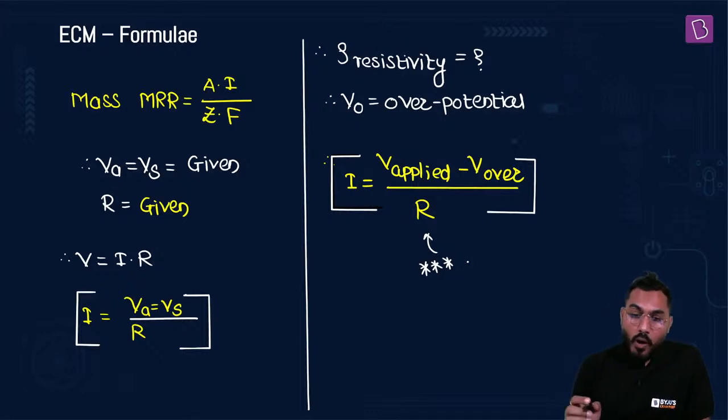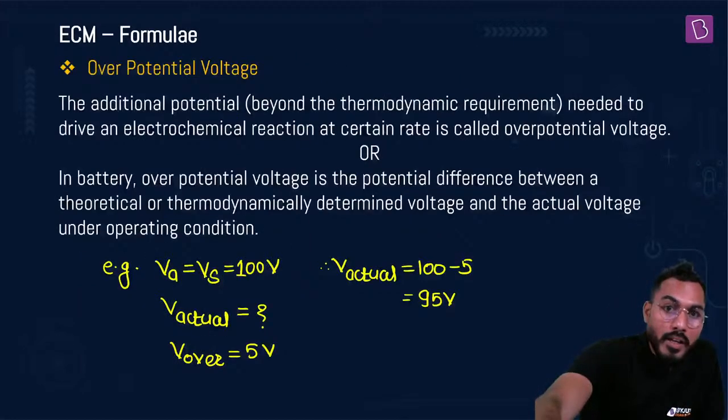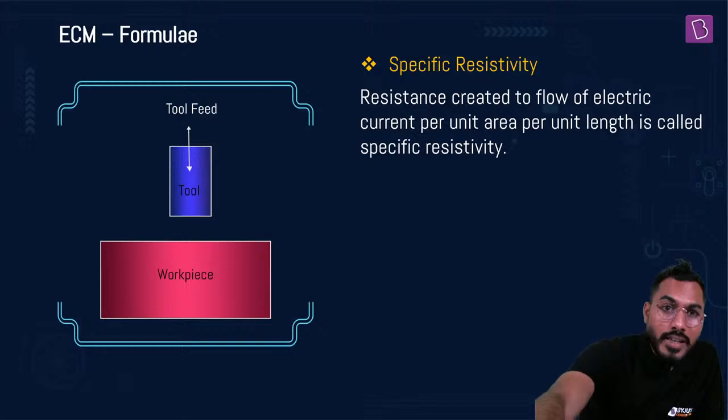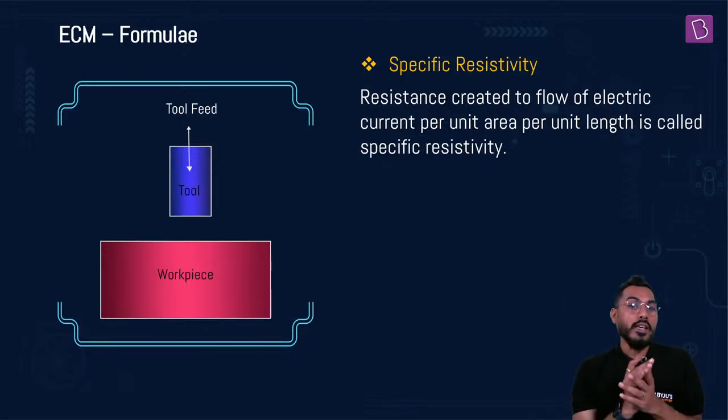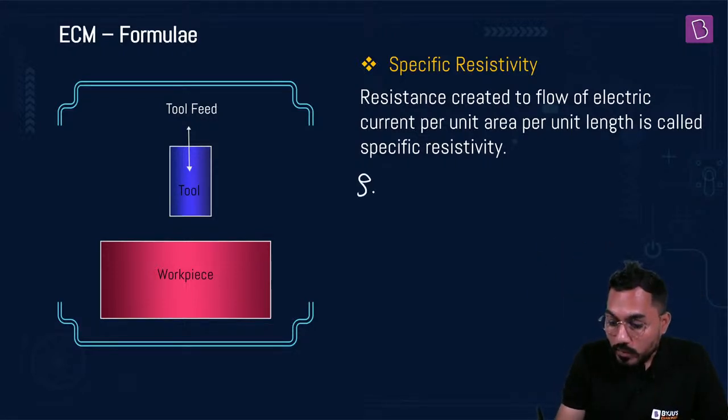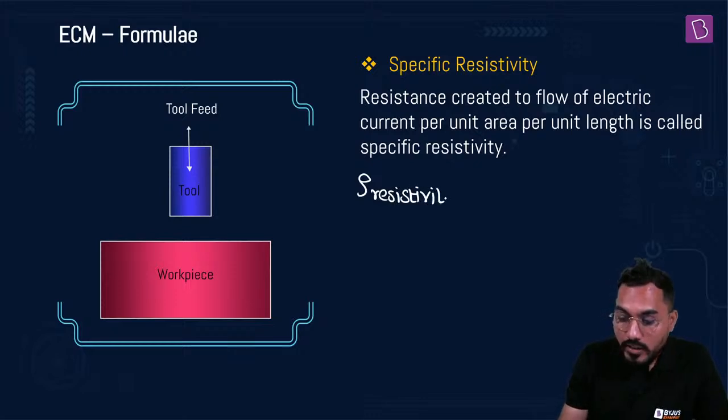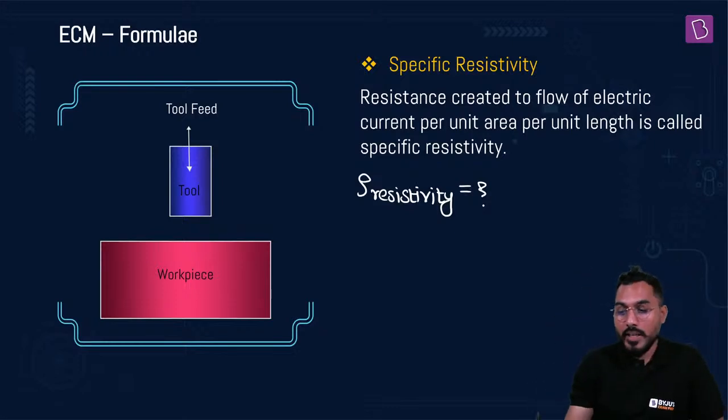Now one more thing is coming. Instead of giving resistance, there is a term called specific resistivity, which is called rho. Rho stands for specific resistivity. Resistance is not given generally. Specific resistivity is given.